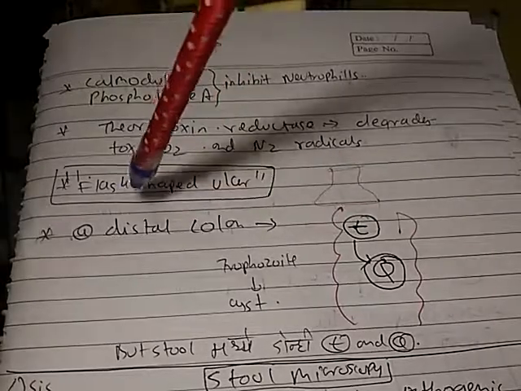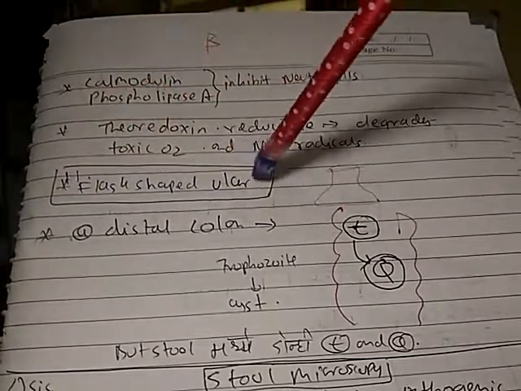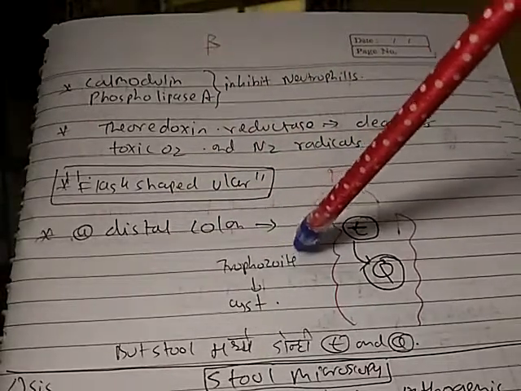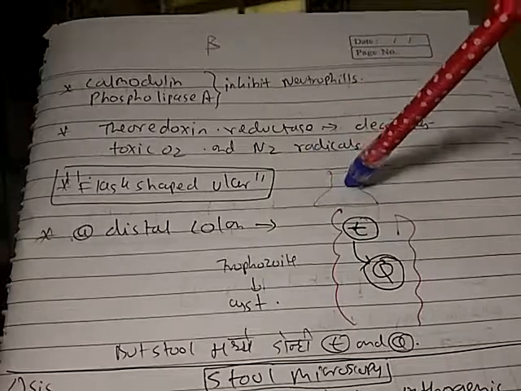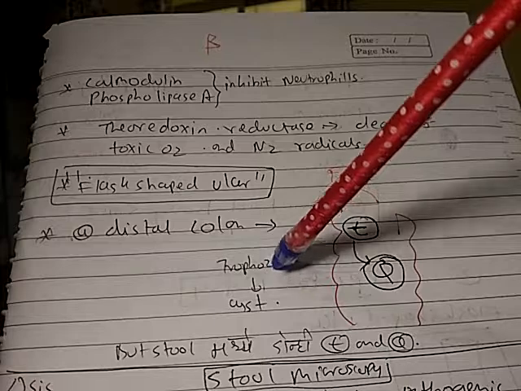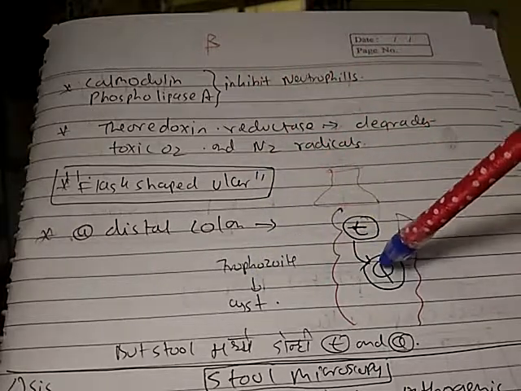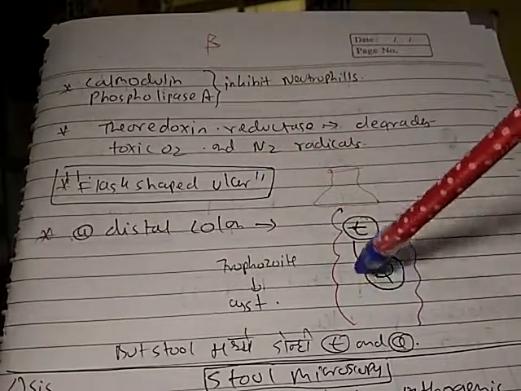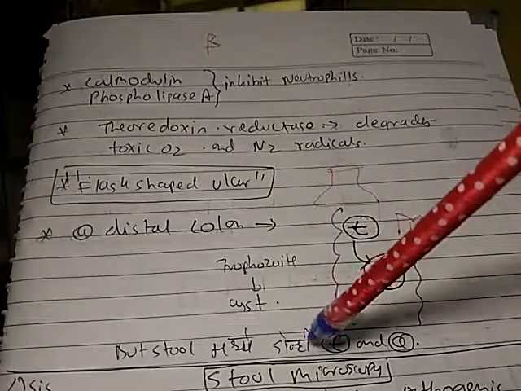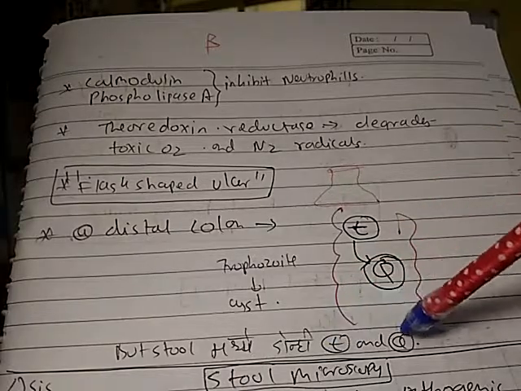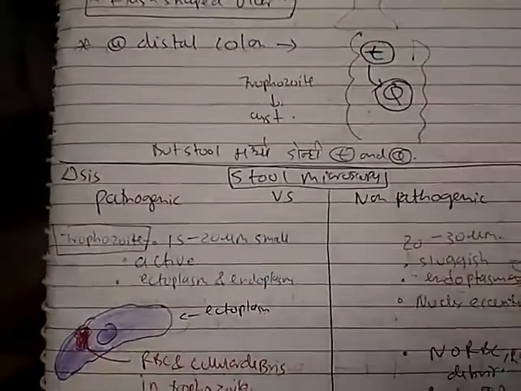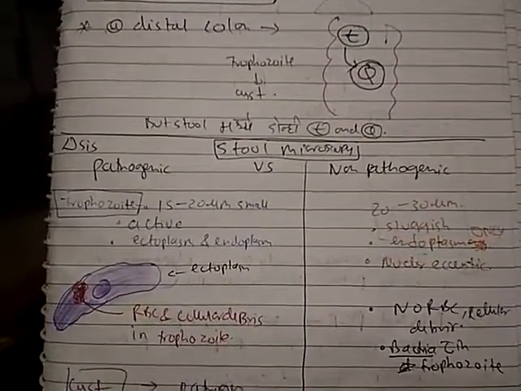Now this Entamoeba histolytica forms flask-shaped ulcers at distal colon. This is trophozoite. Flask-shaped ulcers, and at distal colon the trophozoite again undergoes encystation, and this quadrinucleated cyst is ready to infect others. But in stool, both trophozoites and cyst will be found. Now diagnosis is done by stool microscopy.